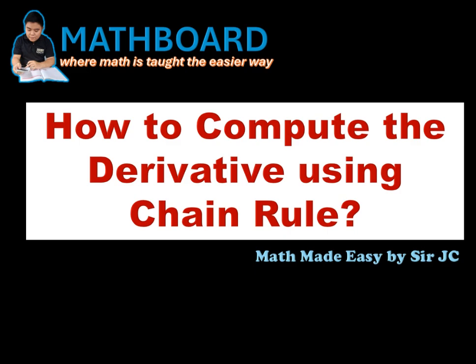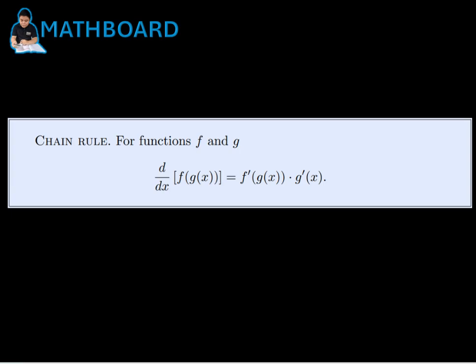In this video, we're going to discuss how to compute the derivative of a function using the chain rule. So, chain rule. For functions f and g, the derivative of f of g of x is equal to f prime of g of x times g prime of x. This means that you're going to first get the derivative of the outer function, then multiply it with the derivative of the inner function. So let's have an example.